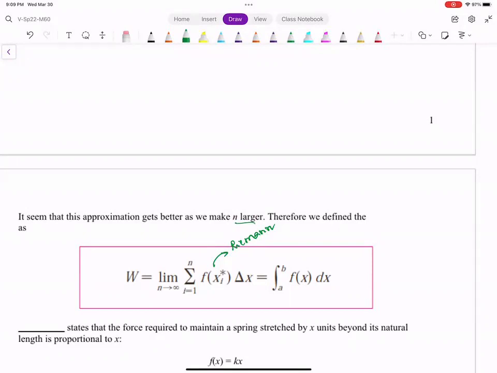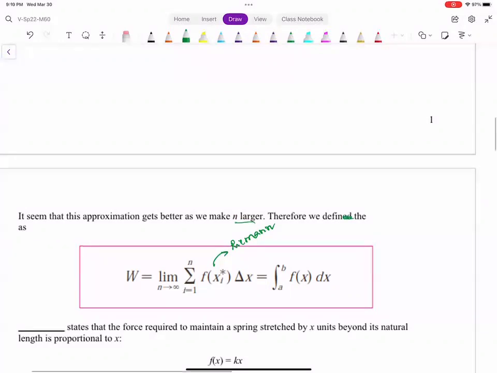Therefore, we define work as W equal to limit as n approaching infinity, sigma f of xi star delta x, which is integral a to b f of x dx. So a and b, or AB, is the interval over which the force function is defined.